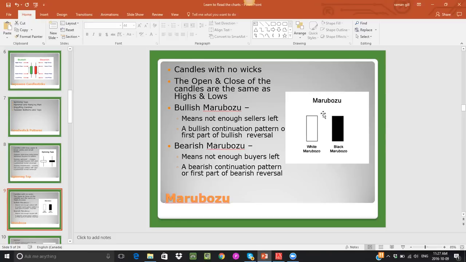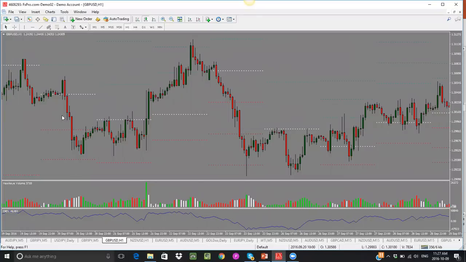Now let's take a look at Marubozus. Marubozus, again, are very, very strong candles. Spinning tops were weak candles. Marubozus are very, very strong candles. If we have a white Marubozu or a bullish Marubozu, that means buyers are in charge and we can see the price pushed up. And when we have a black Marubozu, that means sellers are in charge and we are likely to see price continuing to the downside. So let's go take a look at that.